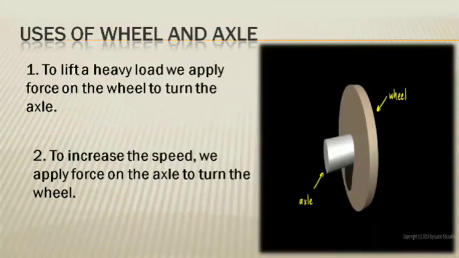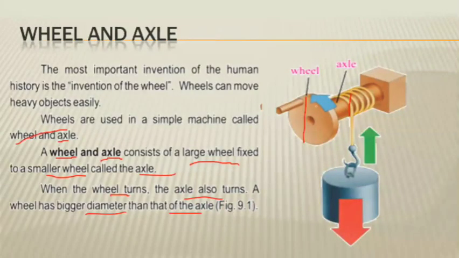So what are the uses of wheel and axle? Wheel and axle can be used to lift a heavy load. First of all, to lift a heavy load, we apply force on the wheel to turn the axle. We apply force on the bigger wheel, then the axle will turn, and then we can lift any load. You see here in this picture, this is the wheel. When we turn the wheel, there is a handle with the wheel. When we turn the wheel, the axle also rotates, and this thread will move, and this load will move upward.